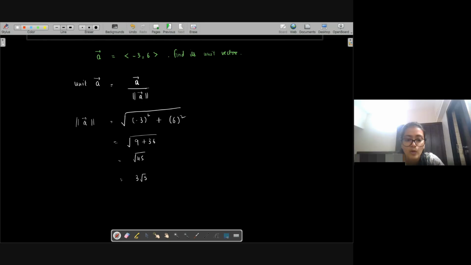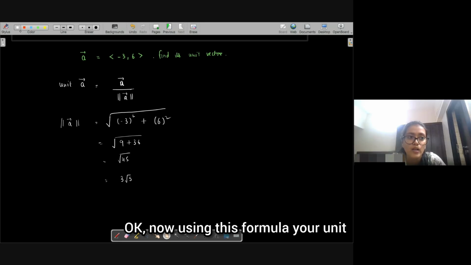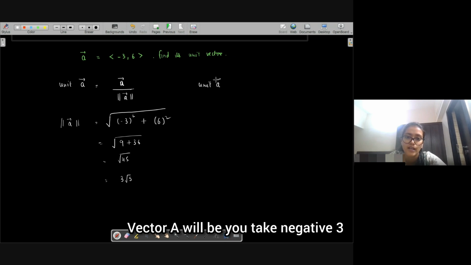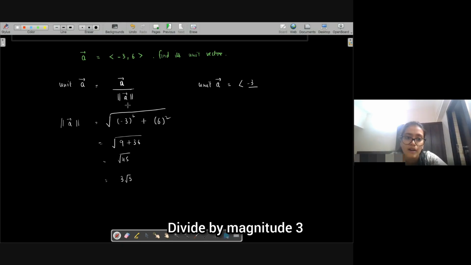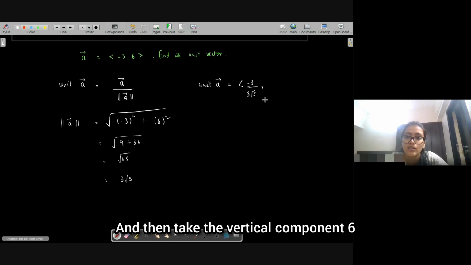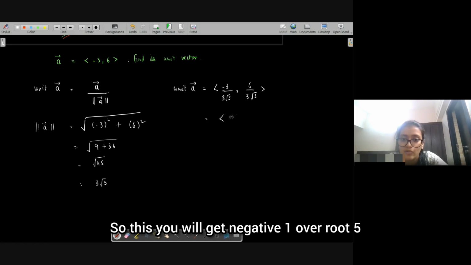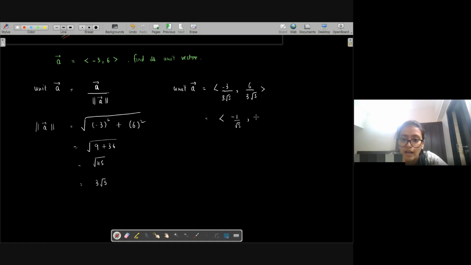Now, using this formula, your unit vector of a will be: you take -3, divide by magnitude 3 root 5, and then take the vertical component 6, divide by magnitude 3 root 5. So you can simplify this. You'll get -1 over root 5 and 2 over root 5. This is the unit vector of a.